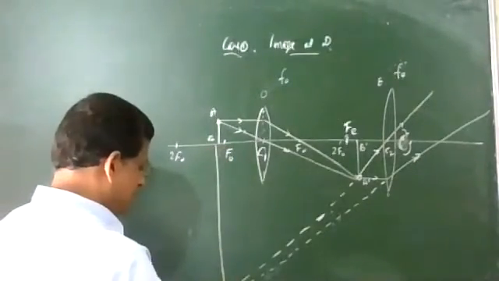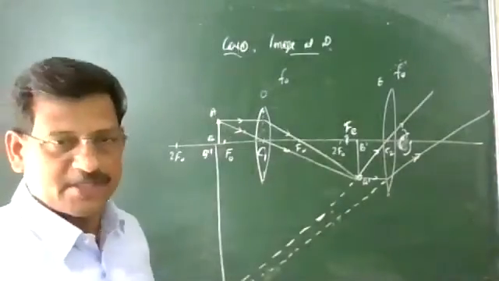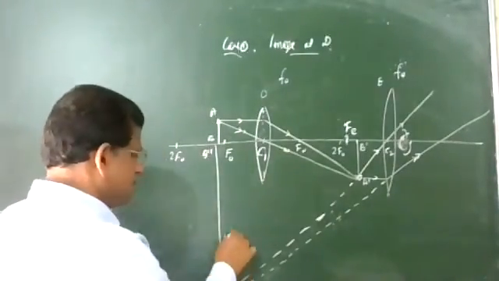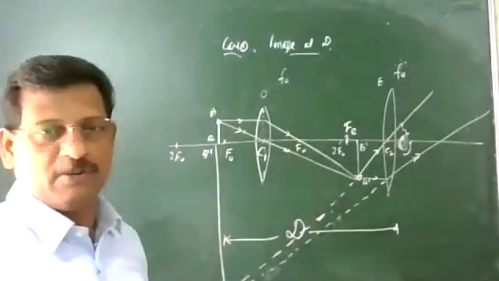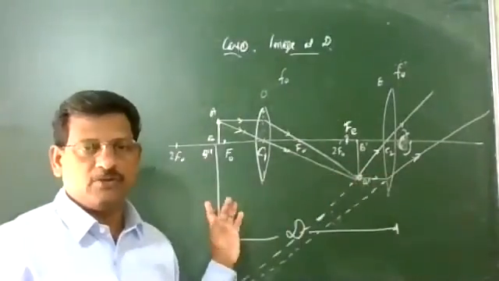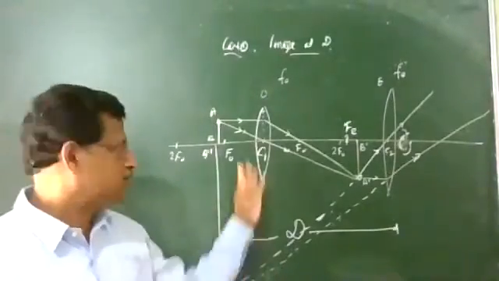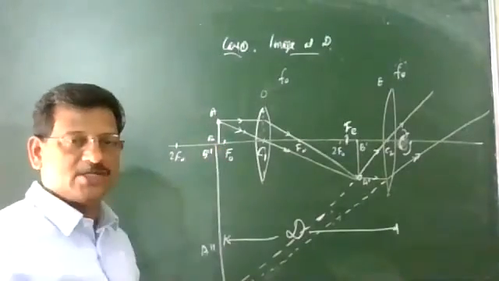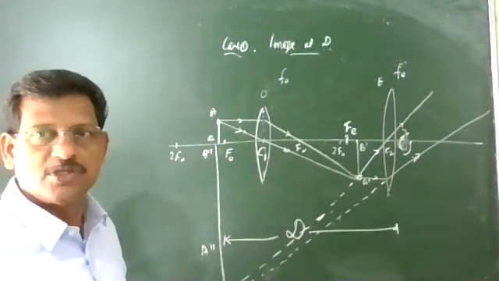This image is A double dash B double dash. This image is formed at the least distance of distinct vision. Here you can mark: the image is formed at the least distance of distinct vision from the eye. So you can move this eye lens to and fro so that the clear image is obtained at the least distance of distinct vision. So now find A double dash. Here is A double dash. A double dash, B double dash is coming down. They are meeting here. So we are getting the final image. So this is the most important diagram.